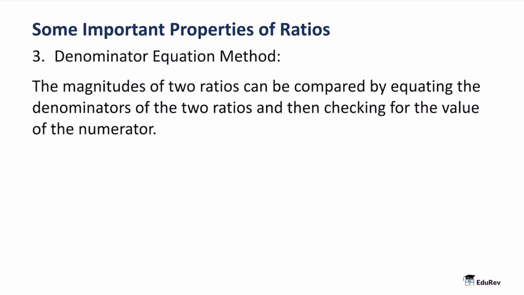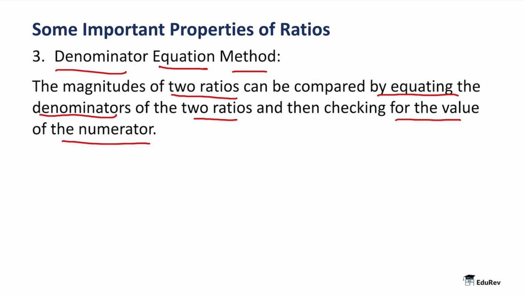Great. Now let's look at the third property. The third property is the denominator equation method. It states that the magnitude of two ratios can be compared by equating the denominators of the two ratios and then checking the value of the numerator. So if you are ever asked which ratio is bigger or which is smaller, we equate the denominators of these ratios and then check the numerators. Let me give you an example.